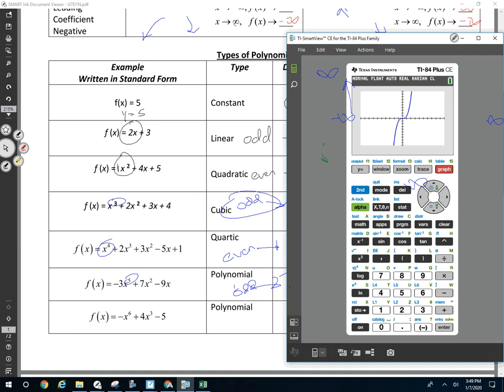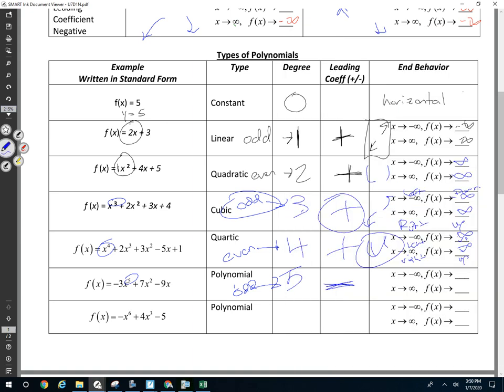Okay, so x cubed normally. x cubed with a negative in front of it. Go. Good. Yeah, so we flip it. So we end up coming from up top, and then we end up going down. If I look to the left, I'm going up. If I look to the right, I'm going down.